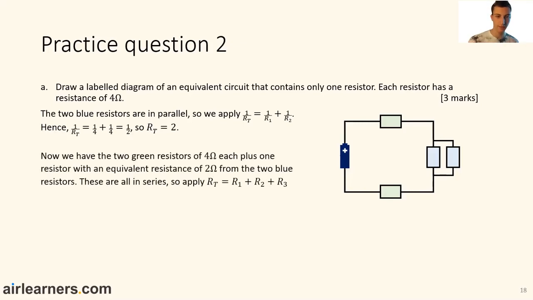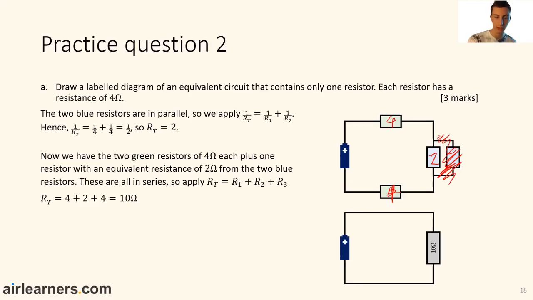We now have 2 green resistors, which are each 4 ohms, and an equivalent to the blue ones of 2 ohms. So those will all be in series. So now let's just ignore this one. This one becomes 2 ohms. Each of these are 4. And we can apply our series law, which just says add them up and you get 10. So nothing too dramatic in terms of calculations there.